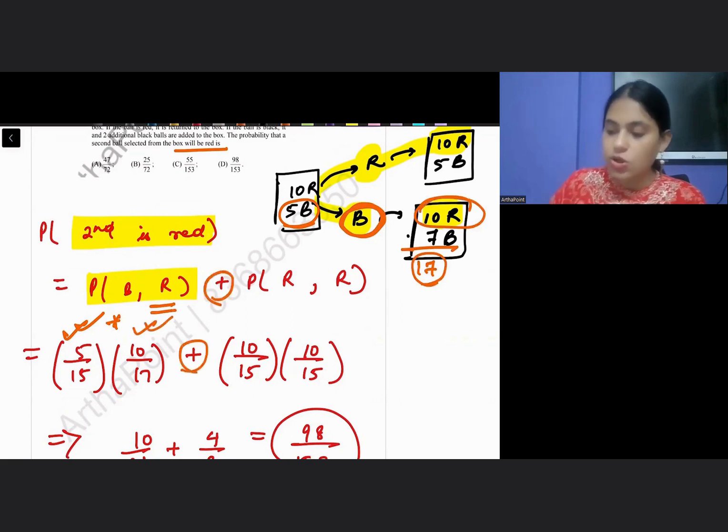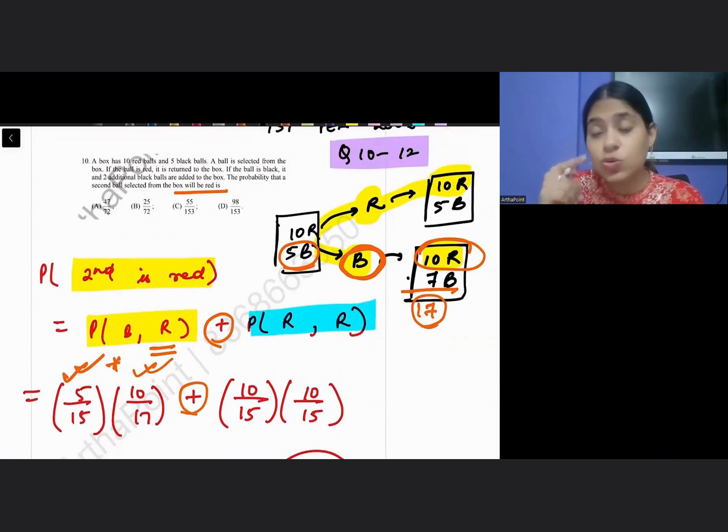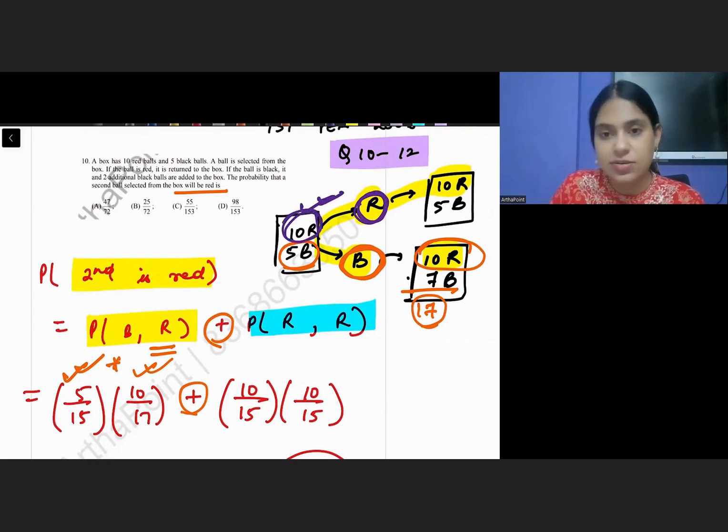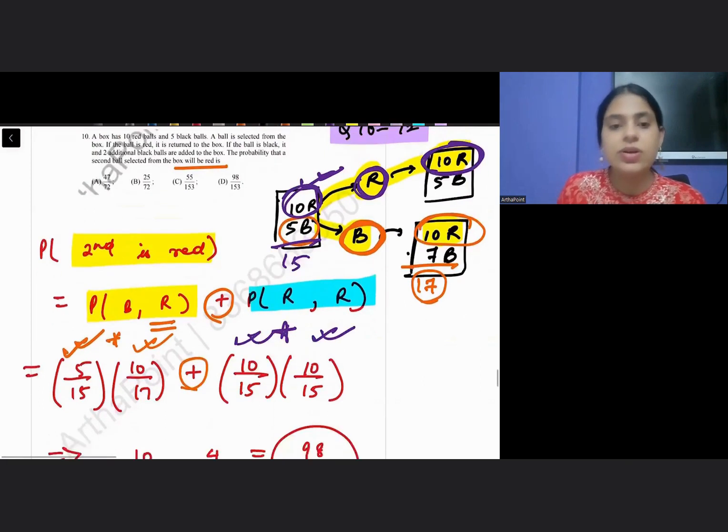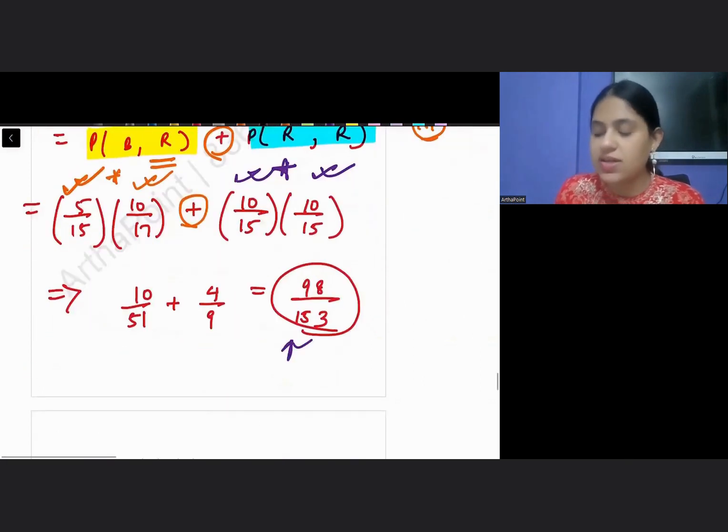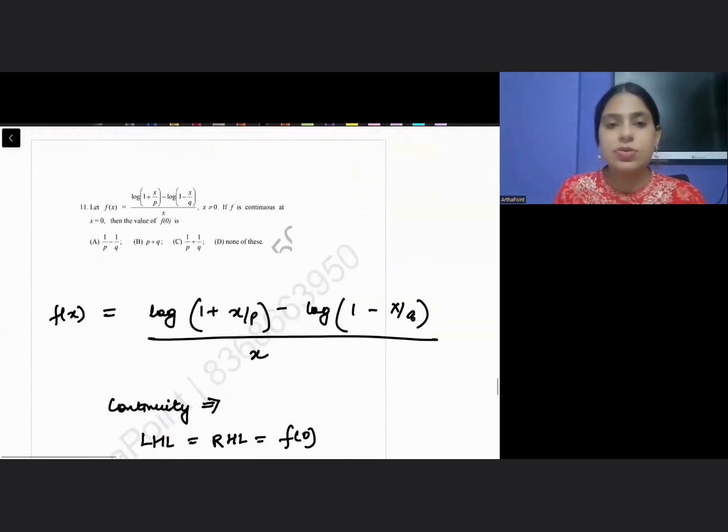Plus, you choose red with red. So you need to understand that you're choosing the first one to be red. So you have to choose out of these 10. Total are 15. So 10 by 15 into the second one is also red. So there are the same number of balls, 10 by 15. So when you solve this, you will get the answer as 98 by 153. Okay, let's come to the next question.